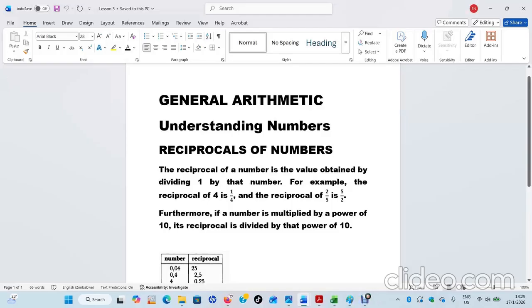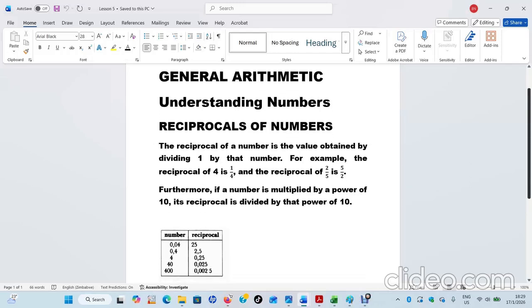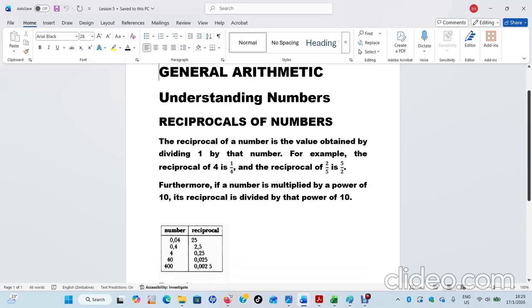Good day all. We will continue with our topic, general arithmetic, understanding numbers. Now we are looking at reciprocals of numbers. I think we are done with standard form.